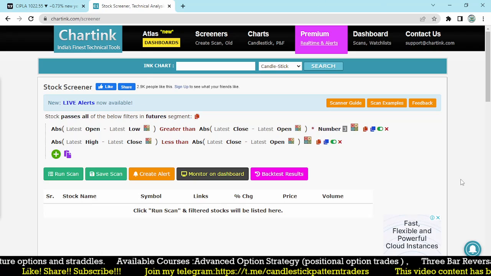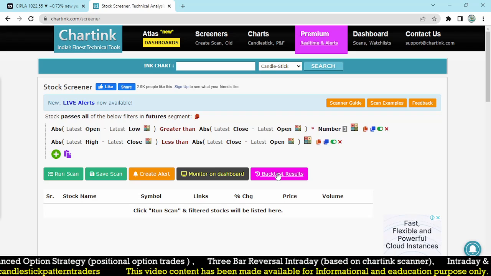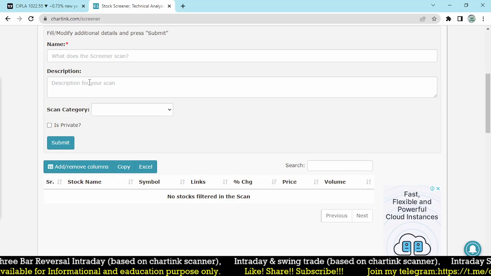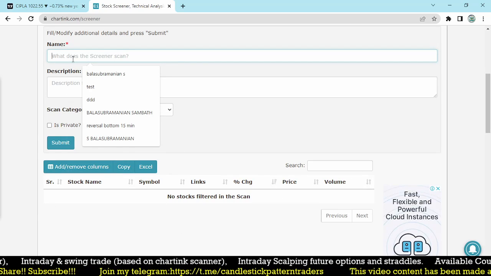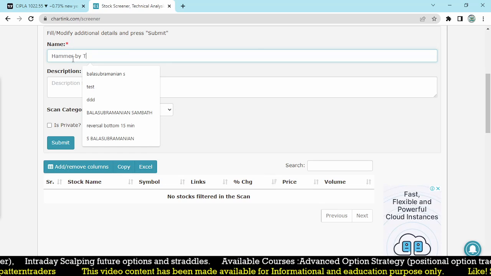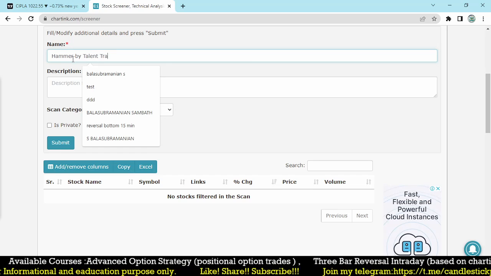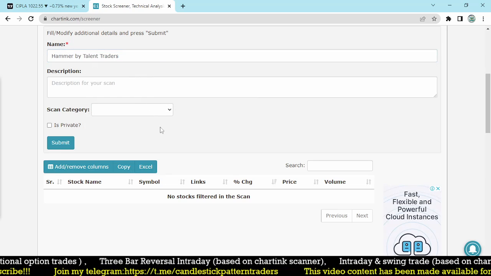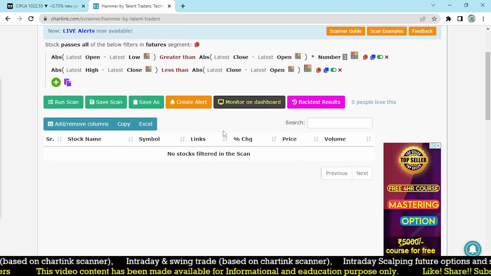So the scanner is ready. Same like that, you follow, and you can create your own scan by using this logic. And I'm going to save the scan as hammer by talent traders. If you want, you can search with the name and you will find the scanner. It is a public scanner, I have not made it private.